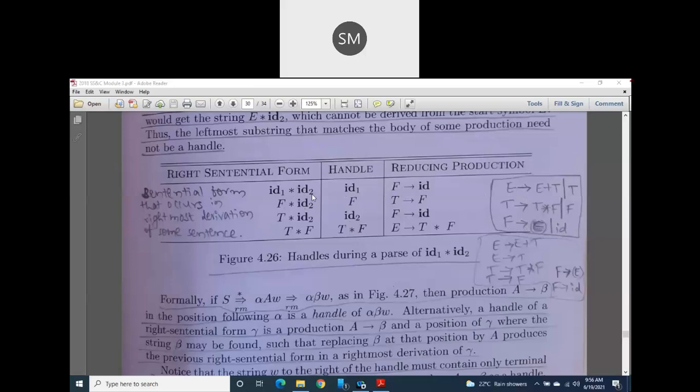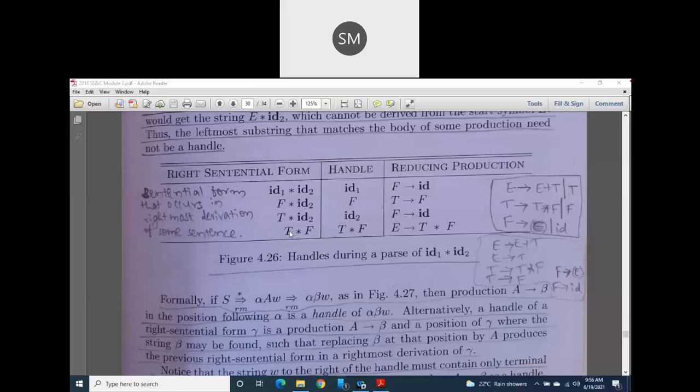After reducing id to f, your sentential form will be like this. Your input string will change to f star id2, and again f is also a handle. Why? It is a substring of your entire input, and that f you can reduce to t. So definitely you can call f a handle. Clear? Then what is remaining now? T star id. Here id2 is also a handle because id can be reduced to f.